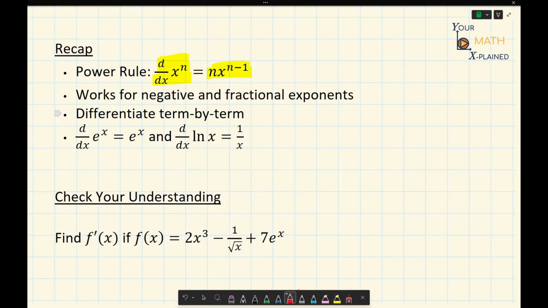And now it is your turn to give this a try. Can you find the derivative of f of x shown on the screen here?